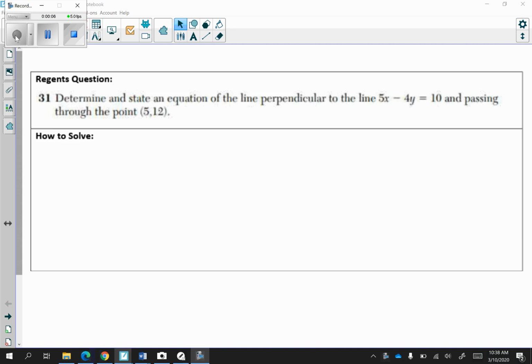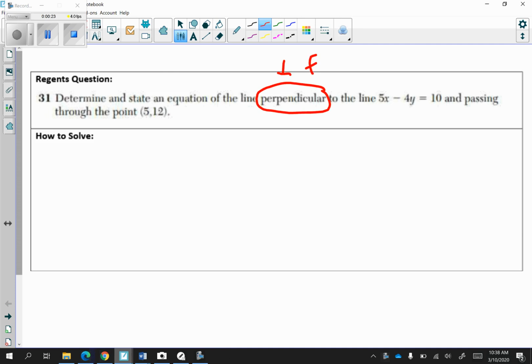Let's get started. Determine and state an equation of the line perpendicular to the line 5x minus 4y is equal to 10 and passing through point 5, 12. So the first thing I would do is circle the word perpendicular, and that means flip and negate.